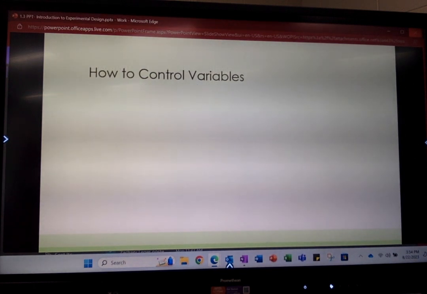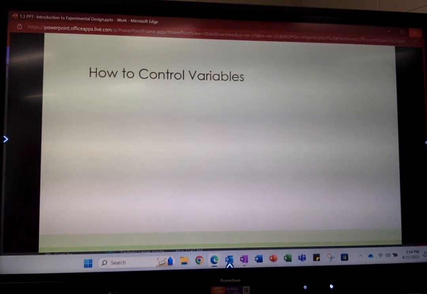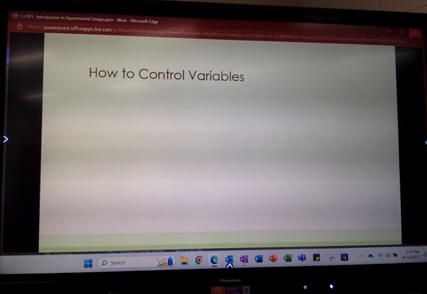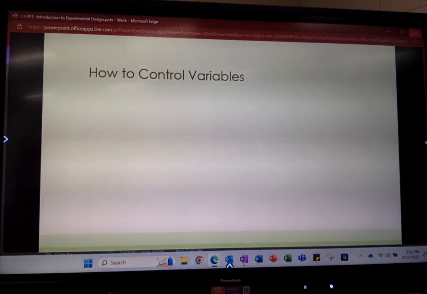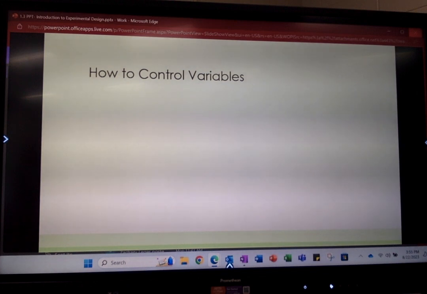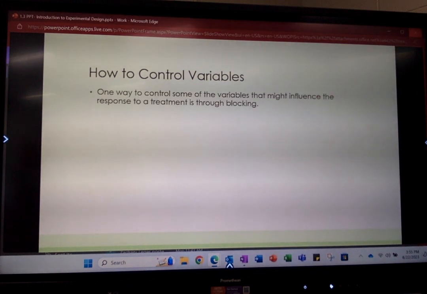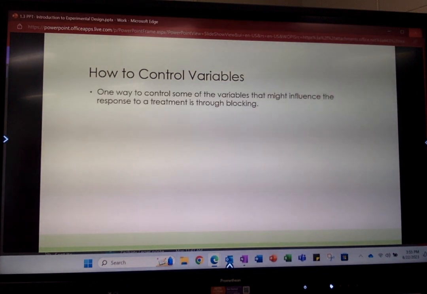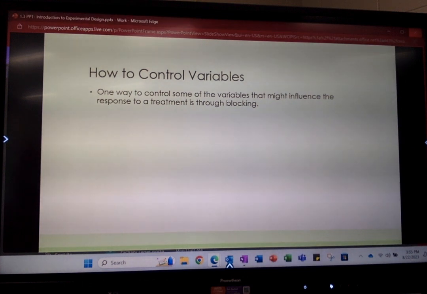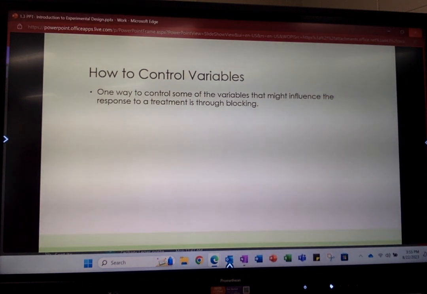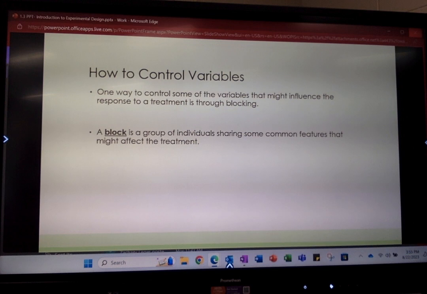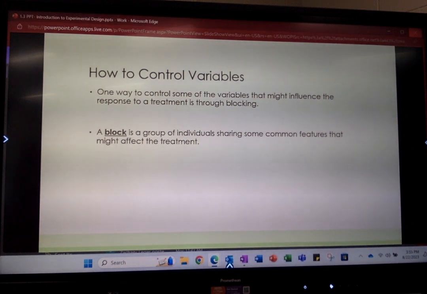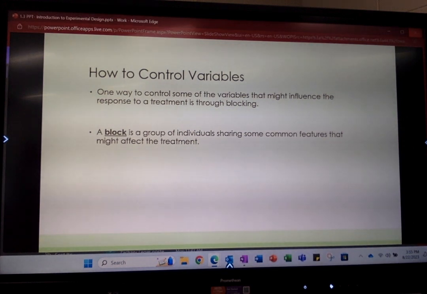So how do we control the variables being used? When we make our random assignments, we go through the experiments, but how do we control the variables? One way to do it is through what's called blocking. A block is a group of individuals sharing common features that might affect the treatment.